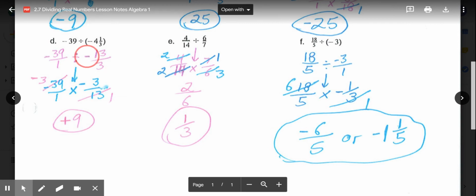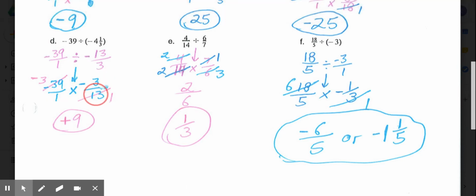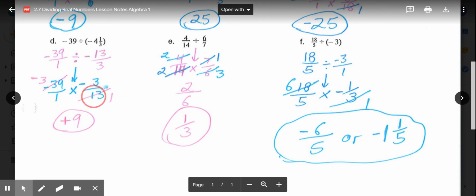Then we need to change our division to multiplication and flip the second fraction. First fraction gets left alone. So multiplying by the reciprocal, we end up with negative 39 over 1 multiplied by negative 3 over 13. Cross simplify 39 and 13. Both can be divided by 13. So the 13 simplifies to a 1, the 39 to the 3. So then on top, we have a negative 3 times a negative 3 over 1 times 1. So we end up with 9 over 1, or a positive 9.